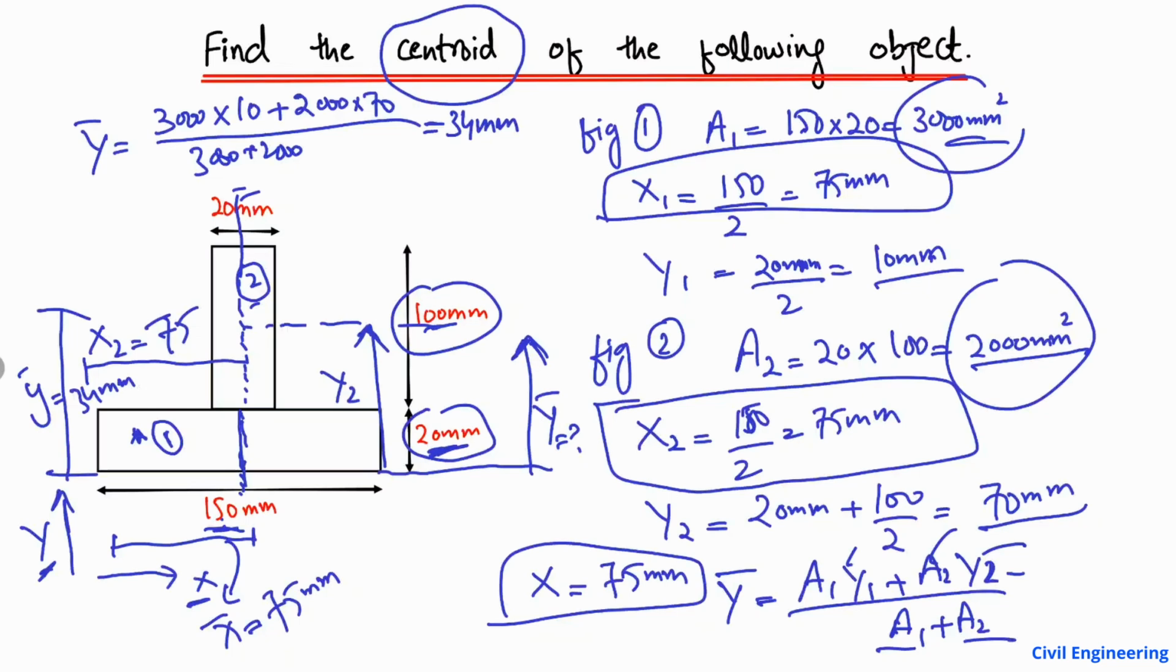I hope you guys understand how to find out the centroid in both directions of any kind of object. You should just remember the formula: you have to multiply the area of each object by its centroid distance, then add with the corresponding term of the other object and so on, and divide it by the total area of the object. So this is the way to find out the centroid of any object.